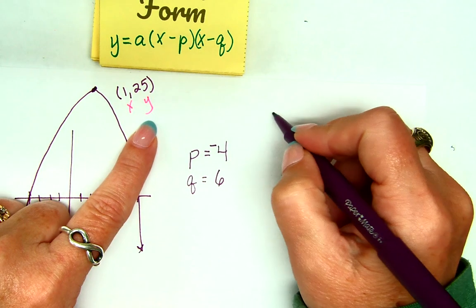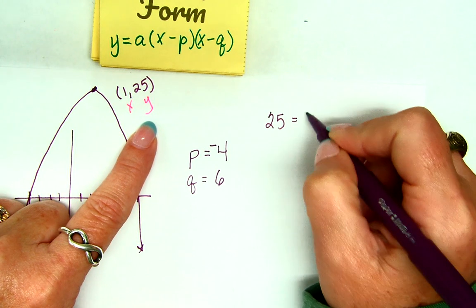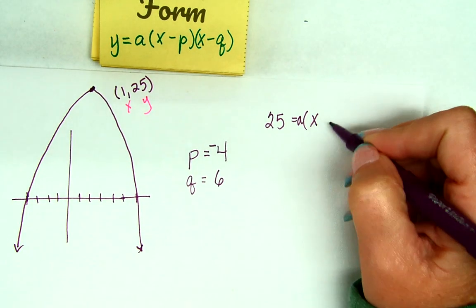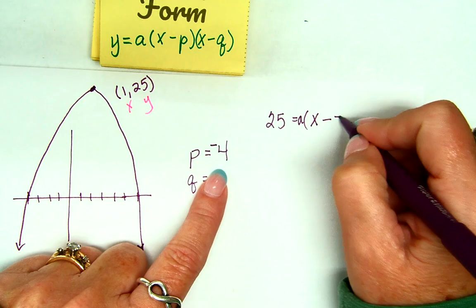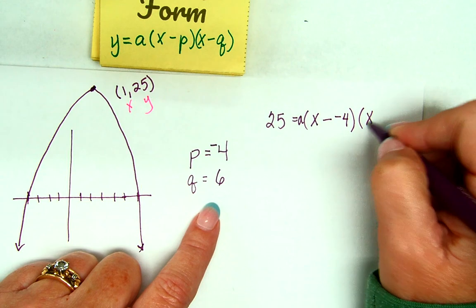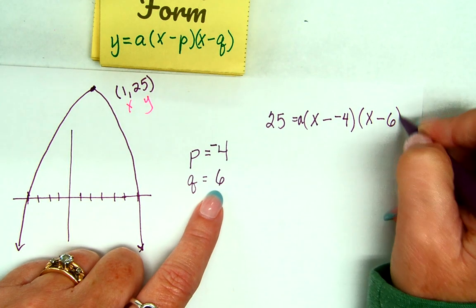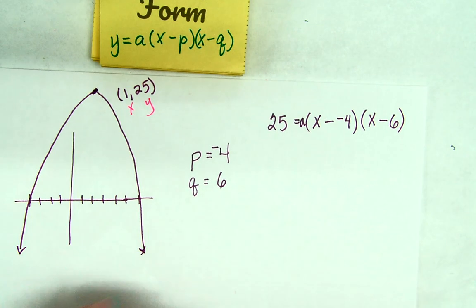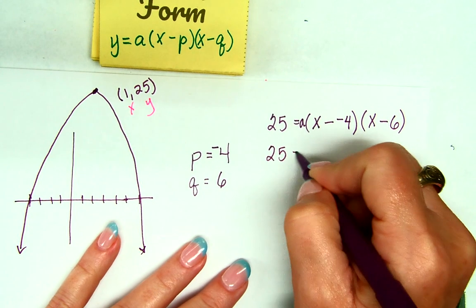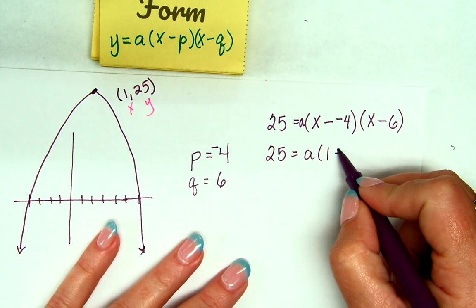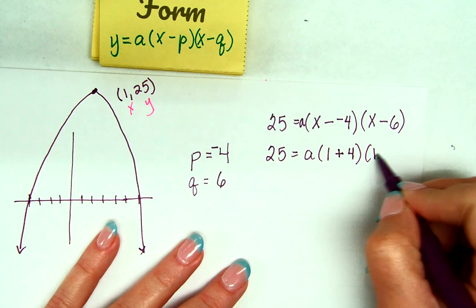Y equals, oops, I forgot my A. a times x minus p, negative 4, times x minus 6. Oh, yeah, what did I forget? Oh, I know an x, don't I? What is it? It's 1, right? So, does that happen to you sometimes? Yeah, that's okay. So is it okay with you if I go ahead and write plus 4 right here? Okay. And then 1 minus 6.